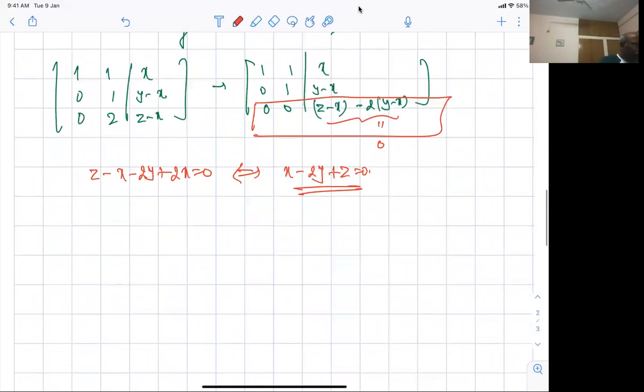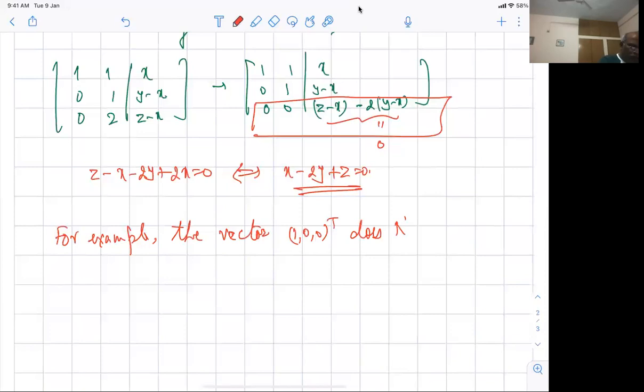So I'd like you to see that, for example, the vector (1, 0, 0) transpose does not belong to the linear span of S. Fine. Verify it for yourself, because the condition x minus 2y plus z equals 0 is not satisfied.